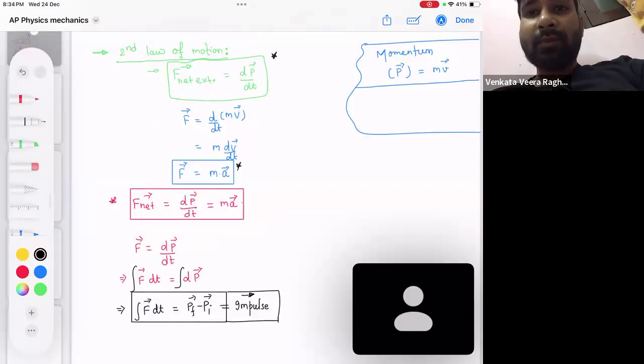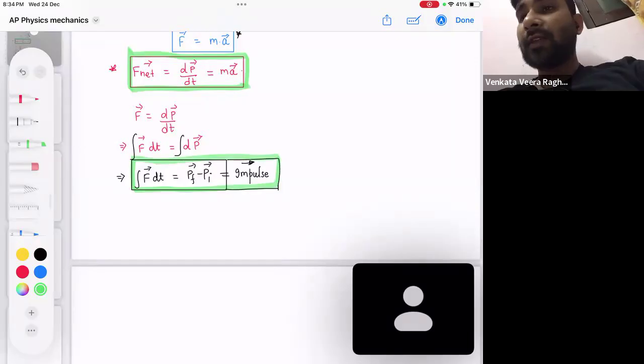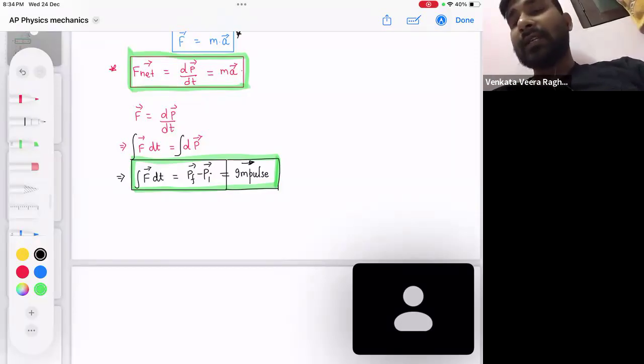So what are the two important things we have learned till now? This one: net force is the rate of change of momentum, or it can also be written as mass into acceleration. And the second important thing is this one: integration of F dt is called the change in momentum, which is also called the impulse acting on the particle.